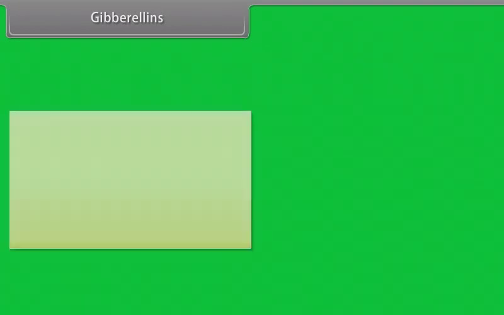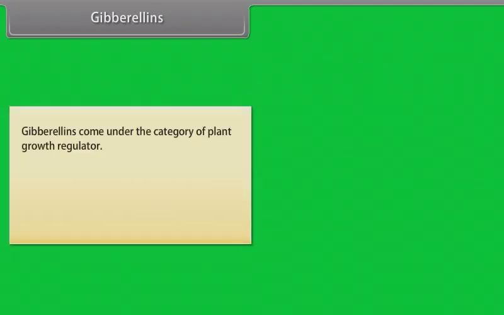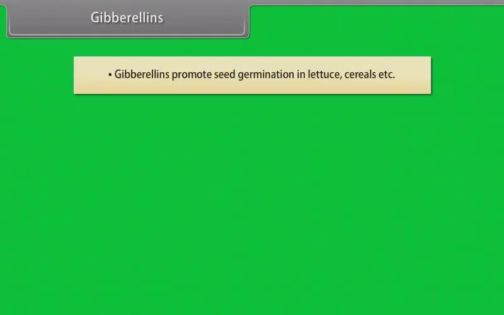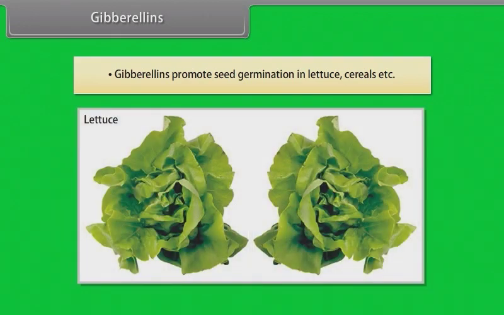Gibberellins. Gibberellins come under the category of plant growth regulators. Physiological effects of gibberellins on plants. Gibberellins cause stem elongation and leaf expansion but have no effect on roots. Gibberellins promote seed germination in lettuce, cereals, etc.